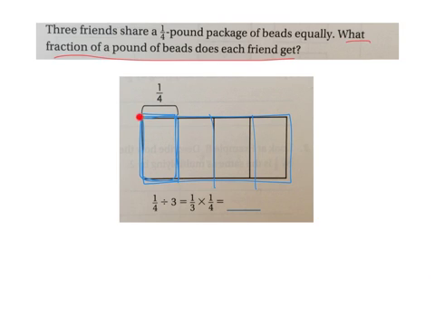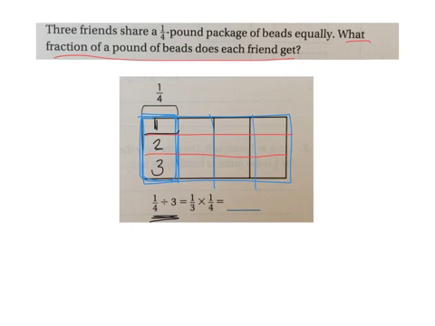If 3 friends are sharing this 1/4 of a package equally, how many parts do I have to divide this 1/4 into? Adam? 3 parts. 3 equal parts. So let's go ahead and divide them into 3 equal parts across the whole thing. Now, friend number 1 would get this part of the package, friend number 2 would get this part, and friend number 3 would get this part. So we're really doing 1/4 divided by 3, aren't we?